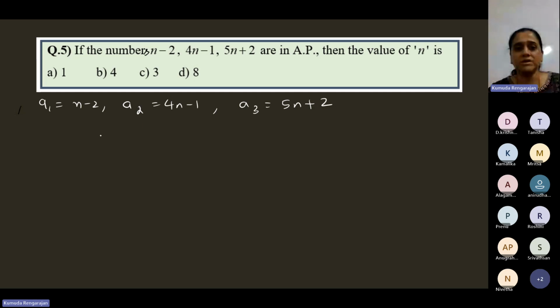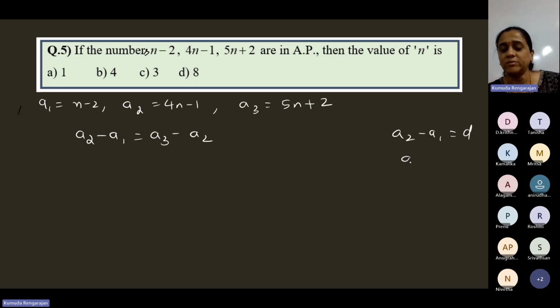So if the three numbers are in AP, then A2 minus A1 is the same as A3 minus A2. Because what is A2 minus A1? Common difference. What is A3 minus A2? Common difference. How do you find the common difference? A term minus its preceding term. To find the common difference of the AP, you can take any term minus its preceding term. So A2 minus A1 is the common difference. Similarly, A3 minus A2 is the common difference. So both expressions represent the common difference, which means A2 minus A1 is equal to A3 minus A2.